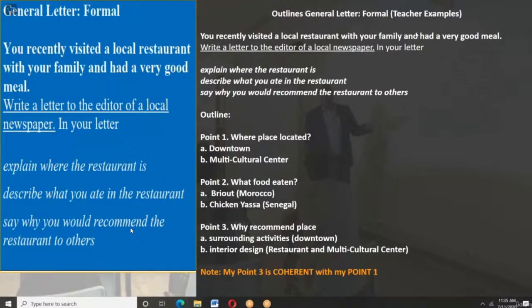I'm going to talk about that it is downtown in the multicultural center, right? I'm going to talk about the food that I've eaten, Riwat from Morocco and Yassa from Senegal, and why I recommended the place. So you can see my details.